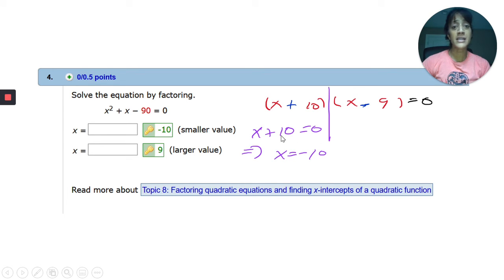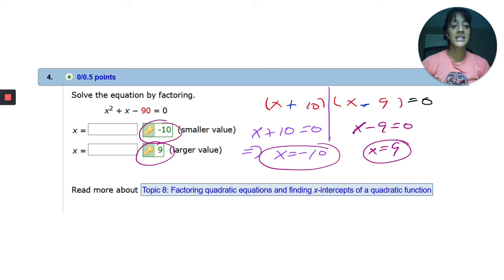You have to draw the line sometime. So draw the line between these two, set each piece equal to 0, and we get x is equal to minus 10 and x is equal to positive 9. And you see that that's the same answers they have here.